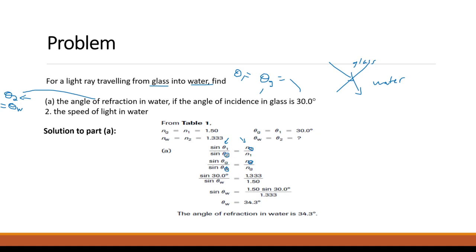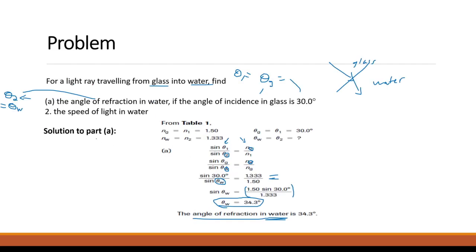And so we substitute our angle, we know 30, our indices we found from our chart, and we have one unknown that we just need to solve for, so we bring it to the other side, and we get this. Do sine inverse of this math, and we end up with our theta of water, or theta 2, of 34.3 degrees. And so we know our angle of refraction in water is 34.3 degrees.